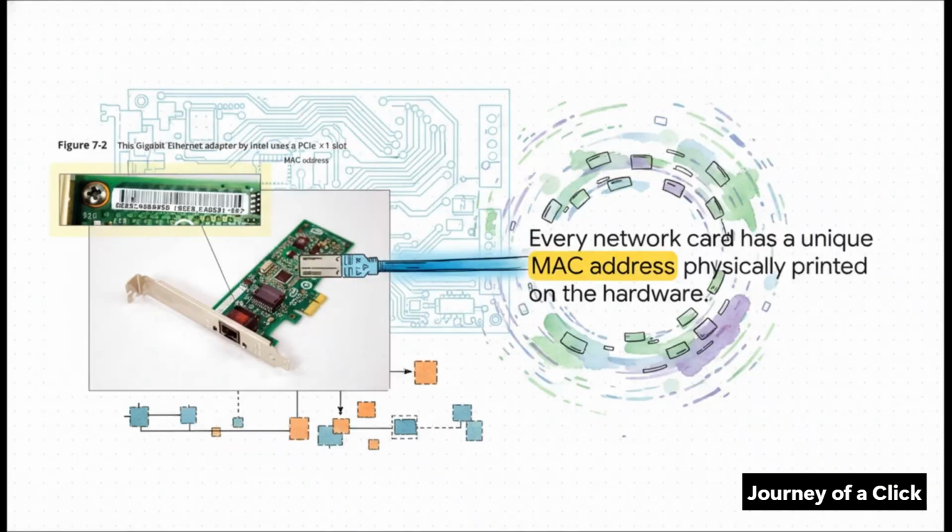The MAC address isn't just a number in the software, it's physically burned into the network card itself. It's like a serial number that never changes. This is what makes sure that on your home Wi-Fi, the data for your laptop goes to your laptop and not your smart TV. No confusion.